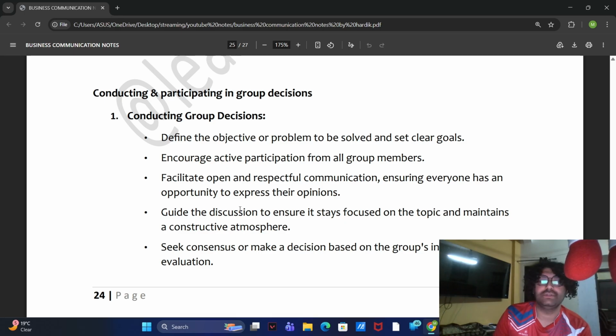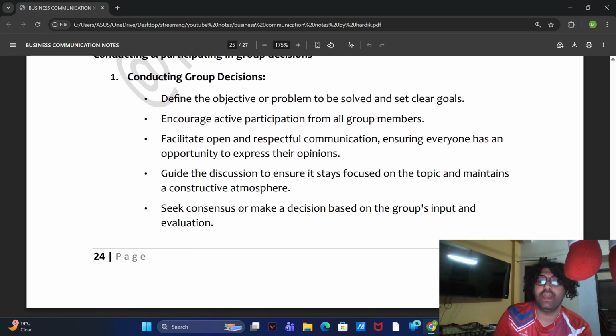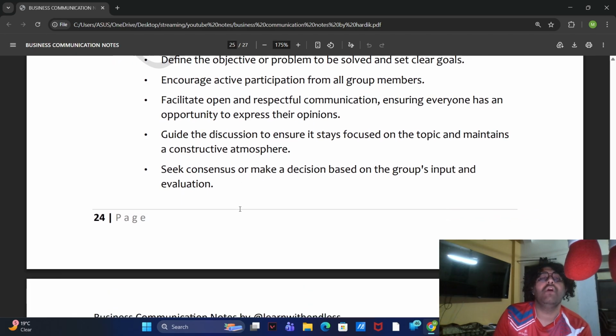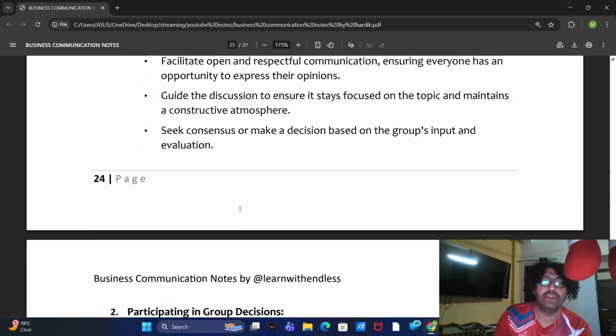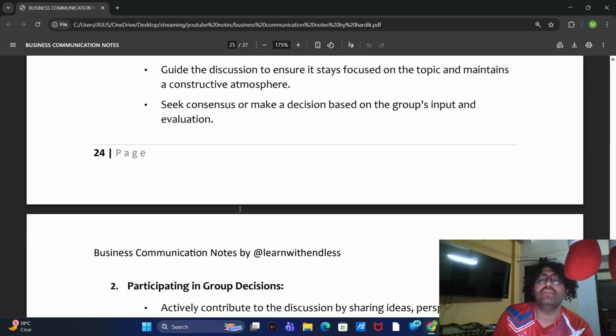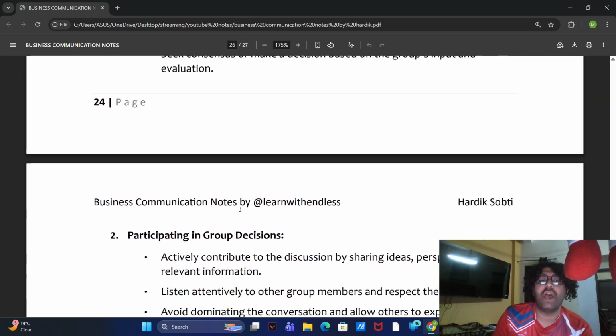Conducting group discussions. Define the objective or problem to be solved and set clear goals, encouraging active participation from all group members. Facilitate open and respectful communication, ensuring everyone has an opportunity to express their opinions. Guide the discussion to ensure it stays focused on the topic and maintains a constructive atmosphere. Seek consensus or make a decision based on the group's input and evaluation.